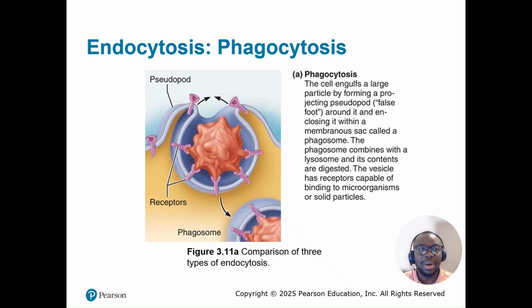The pseudopods enclose the particle within a membrane sac called a phagosome. The phagosome combines with a lysosome and its contents are digested. The vesicle has receptors capable of binding to microorganisms and solid particles.